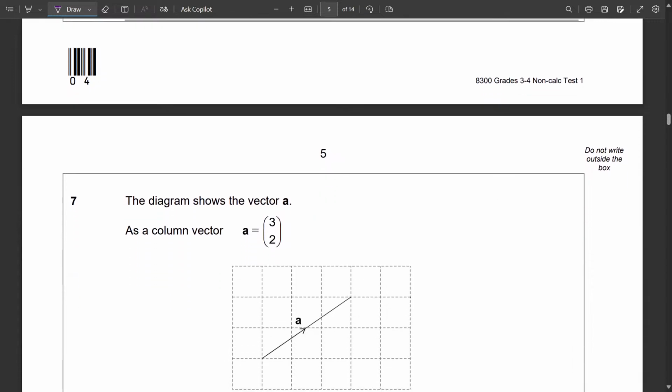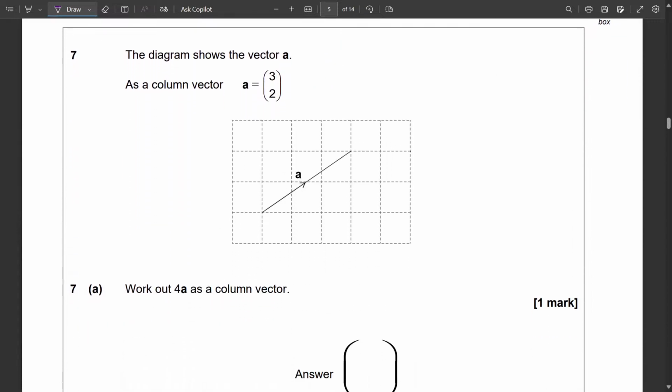Vectors. Vectors are nothing but a direction and a length.